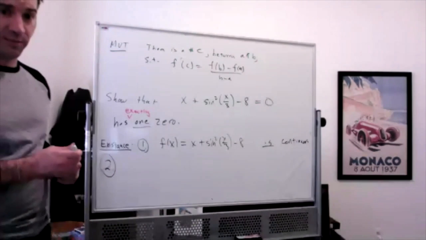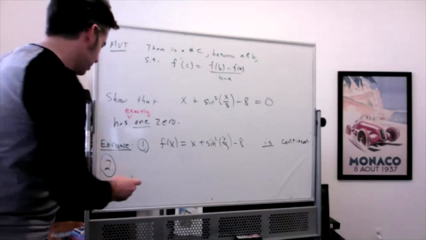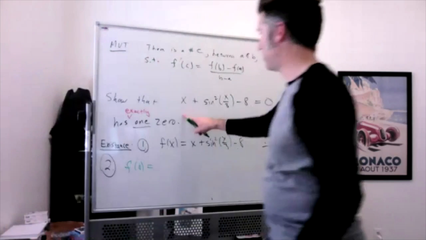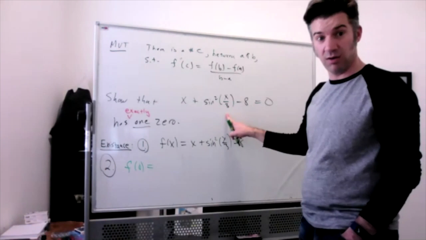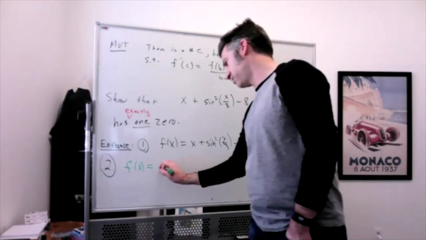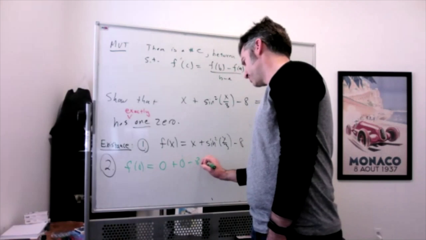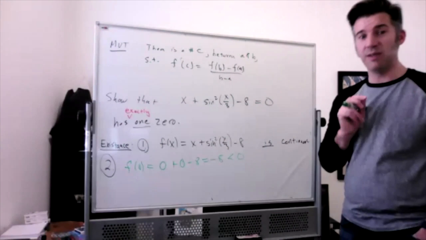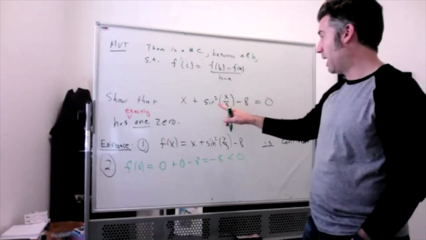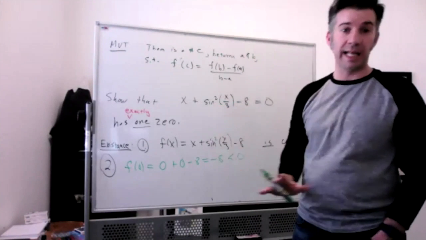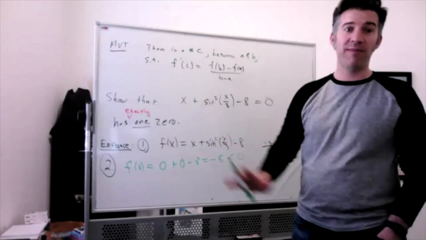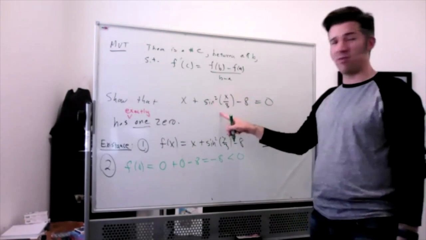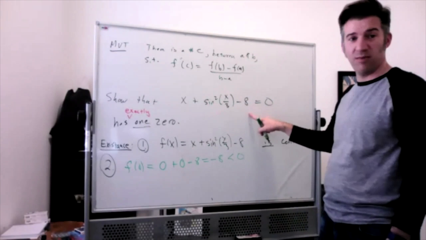I am always going to pick 0 if I can to plug in. So let's try f of 0. f of 0 is 0 plus sine of 0, which is also 0, minus 8. Great, that's going to be super easy. Negative 8, that's definitely negative. Here's another key piece of advice. I know sine, whatever sine is, always has output values between -1 and 1. So at most, this is going to be 1. This is going to be 1 minus 7, which is -7.